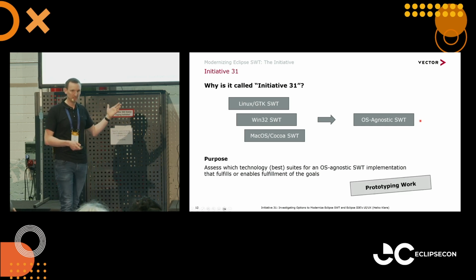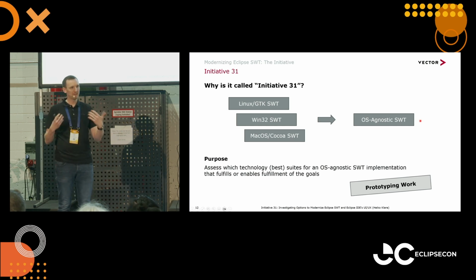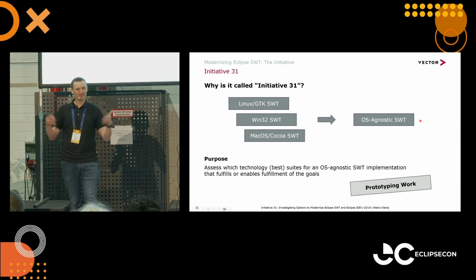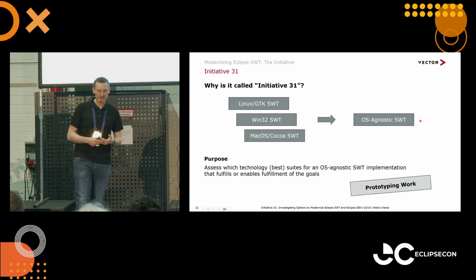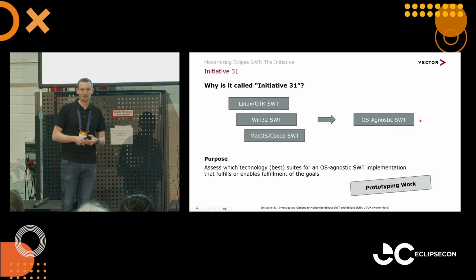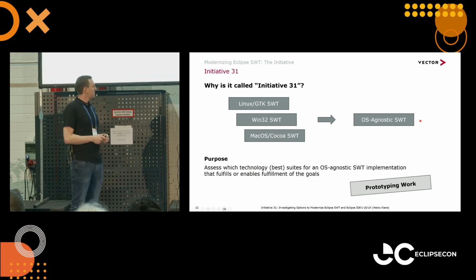So what we're doing here is prototyping work. There are people working on prototypes to find out whether these technologies could fit, to then go into the discussion, and that's what we're doing starting from today, whether we should follow any of these approaches and really make it a project with a productive implementation as a goal. So that's important to say.